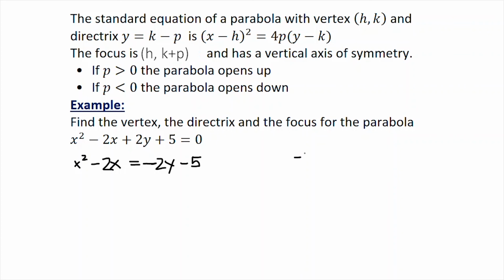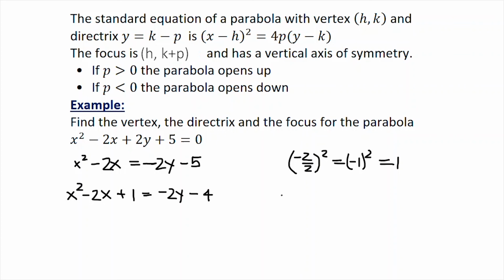Completing the square for the x term, I've got negative 2. I've got to divide that by 2 because I always divide the coefficient of the x term. That's going to give me negative 1 squared. Of course, that's just 1, so that's what I add to both sides. So I have x squared minus 2x plus 1 is equal to minus 2y minus 4 after I complete the square.